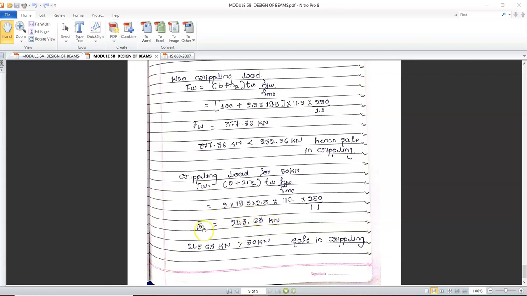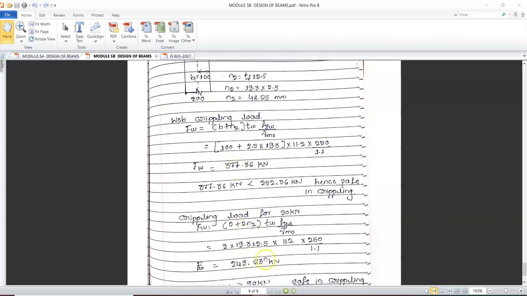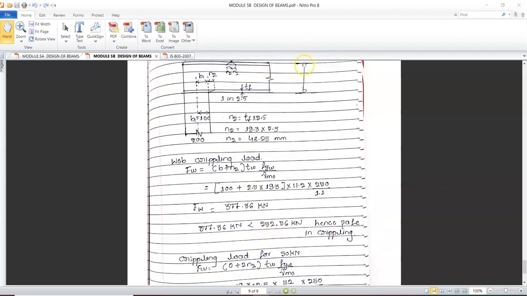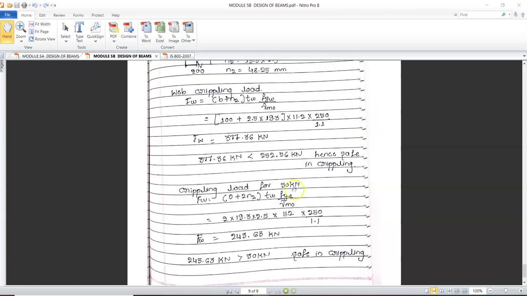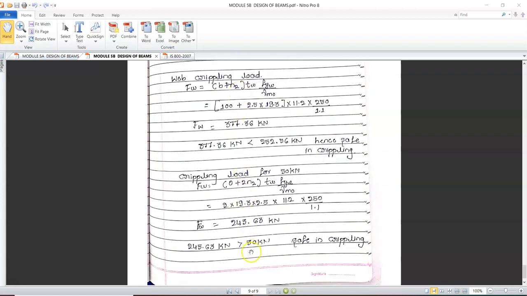It means at this load, at this intensity of the load, your web will try to cripple like this. Here at a location of 50 kilonewton, at this intensity, your web will try to cripple at the top. But the load acting is only 50 kilonewton at the top.